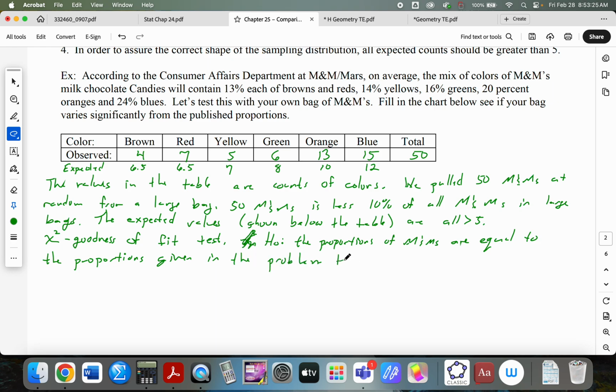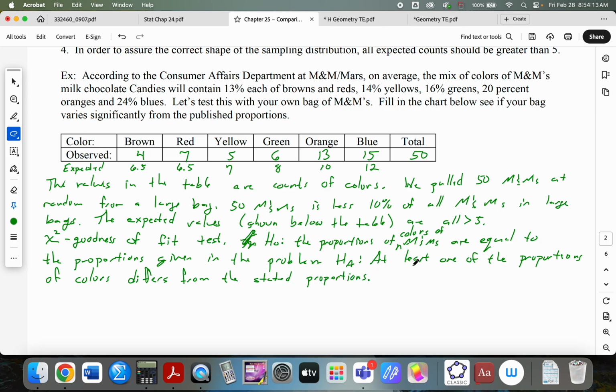And then the alternative hypothesis is that at least one, I guess I should have said colors up here, of the proportions of colors differs from the stated proportions, or the given proportions may have been a better way to say that. And I'll set my alpha level at 0.05.